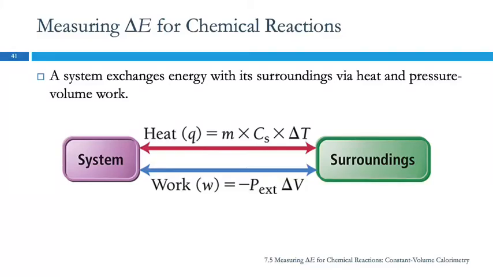We've been talking about work and heat, right? And heat and work are both ways in which a system can exchange energy with the surroundings. And we talked about heat being quantified as Q equals mc delta T, and we can define pressure-volume work as negative pressure times the change in volume.